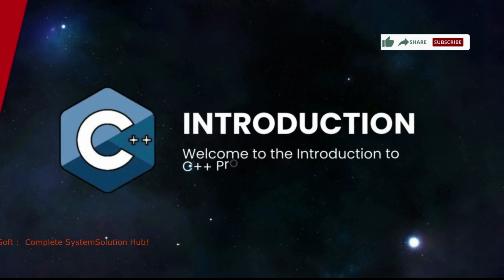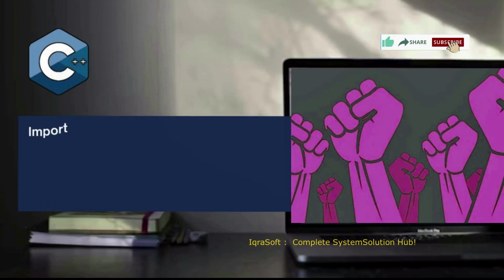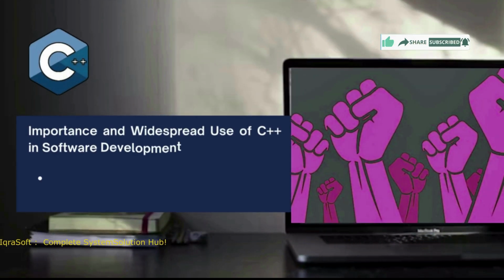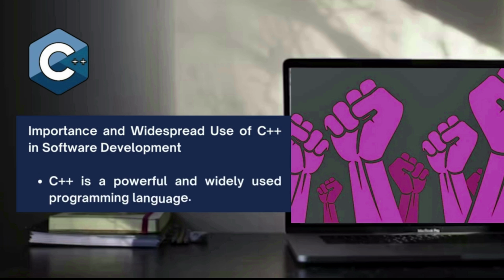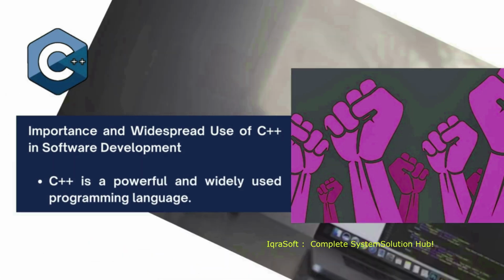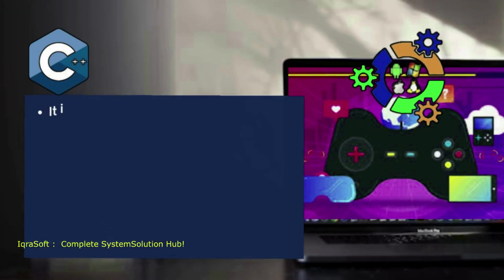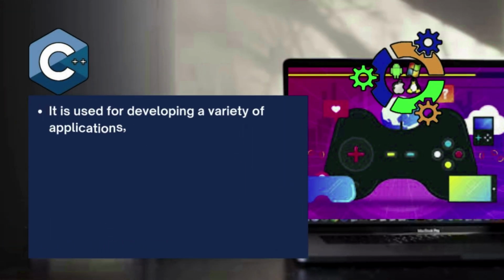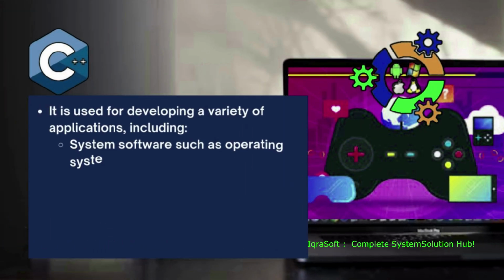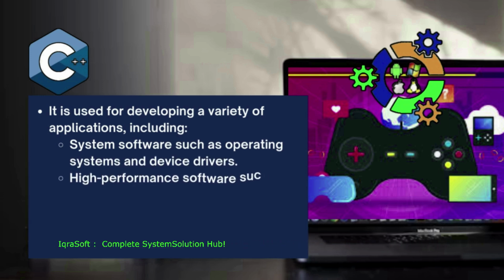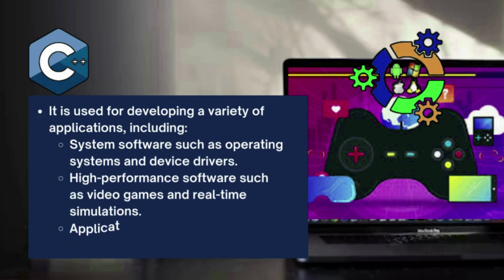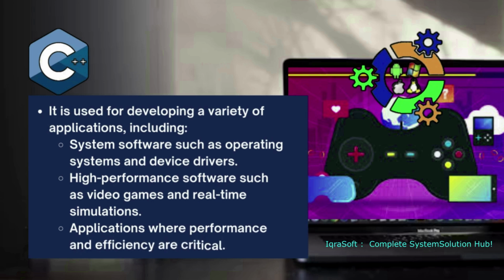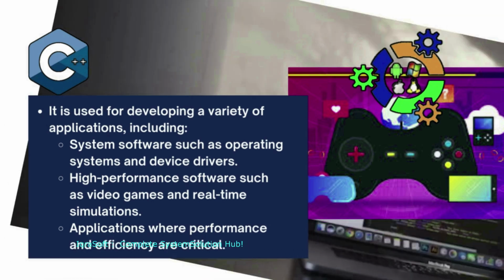Introduction. Welcome to the lecture on Introduction to C++ Programming. We'll cover the importance and widespread use of C++ in software development. C++ is a powerful and widely used programming language. It is used for developing a variety of applications, including system software such as operating systems and device drivers, and high-performance software such as video games and real-time simulations, applications where performance and efficiency are critical.